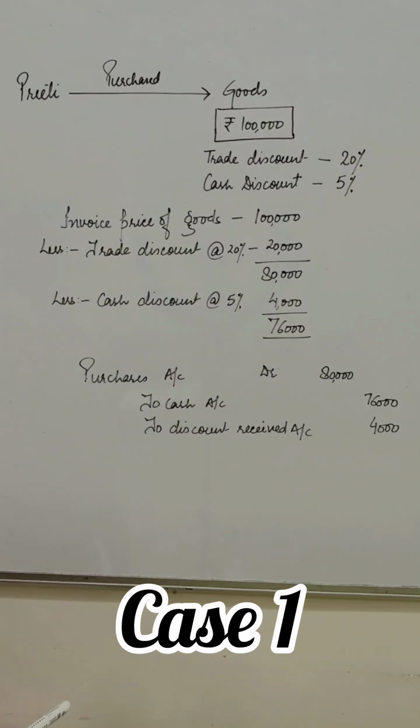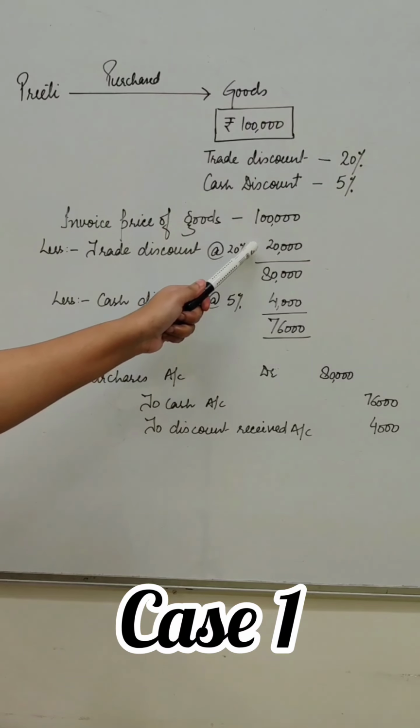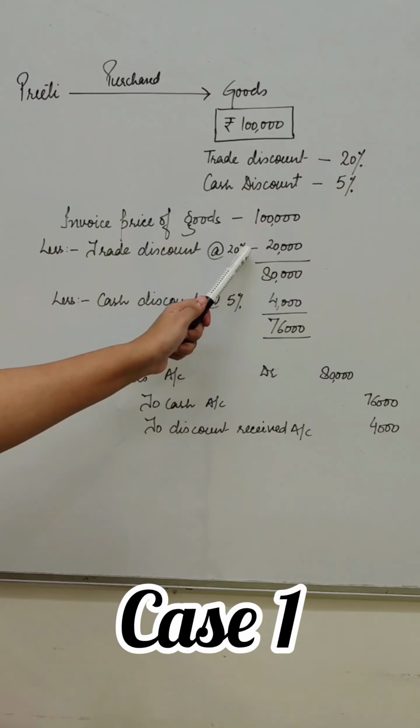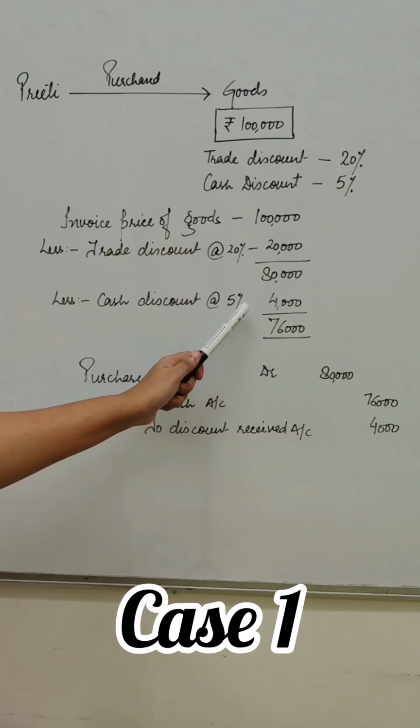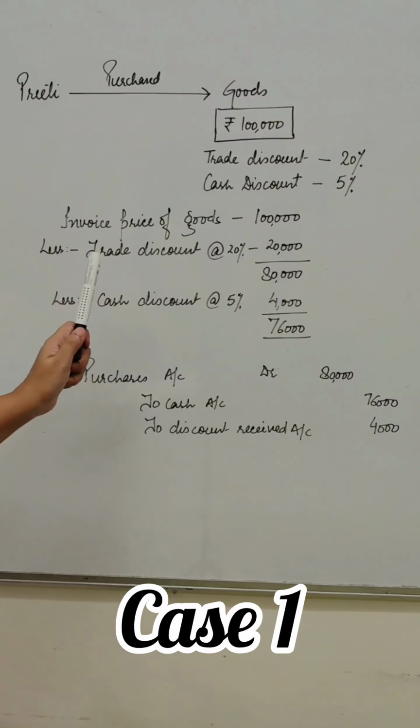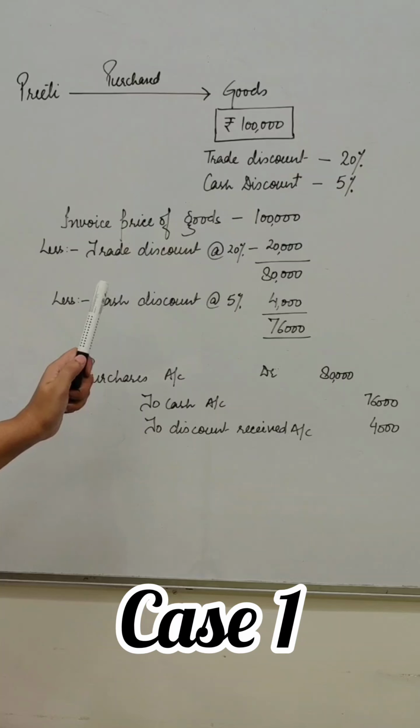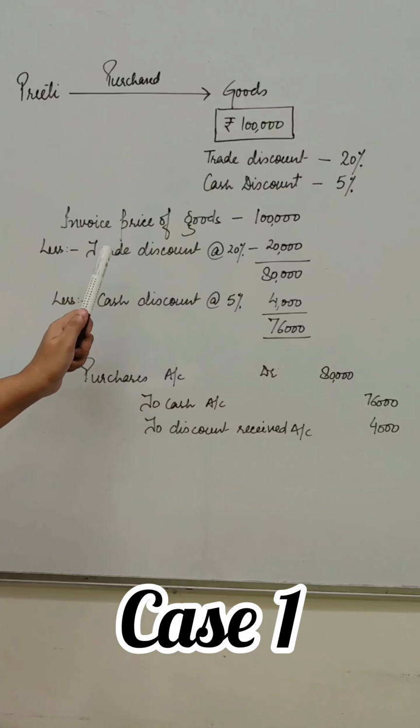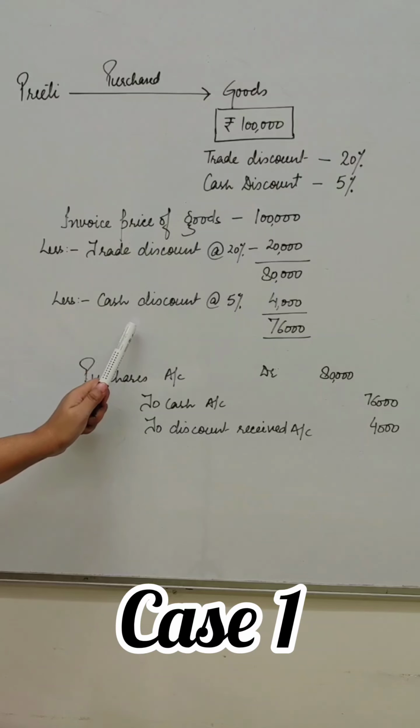And how much is the discount she is getting? She is getting a discount of 24,000: 20,000 for trade discount and 4,000 for cash discount. Trade discounts are not to be recorded in the books of accounts. It will just be adjusted, that is, deducted from the invoice price, while cash discount is to be recorded.